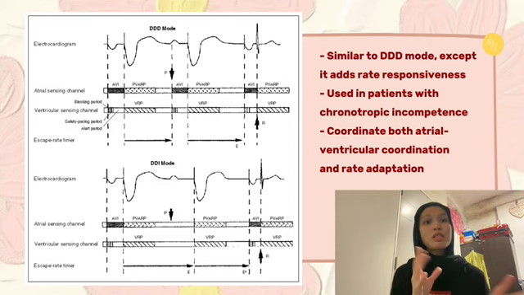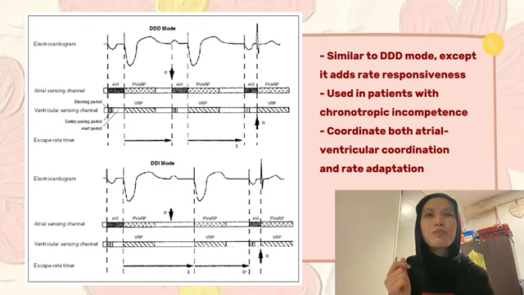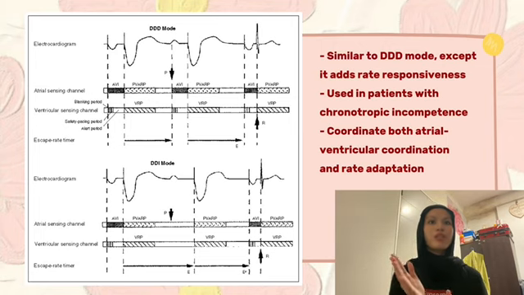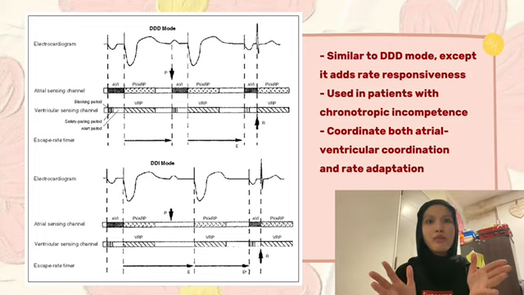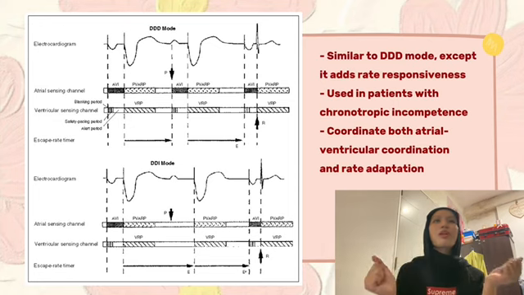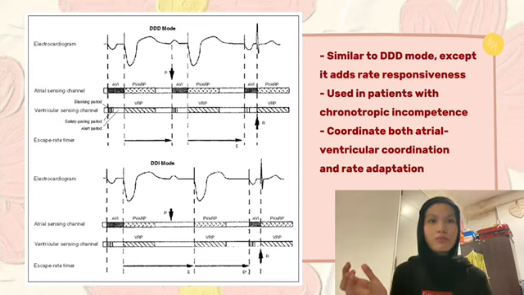detect movement or respiration. Basically, this mode is similar to DDD, but it adds rate responsiveness, making it useful for patients whose heart rate doesn't increase adequately during physical activity. It is often used in patients with chronotropic incompetence, which means that the heart rate does not increase properly with physical activity. It doesn't correlate with the physical activity that the patient is doing, along with AV block or other conduction problems.